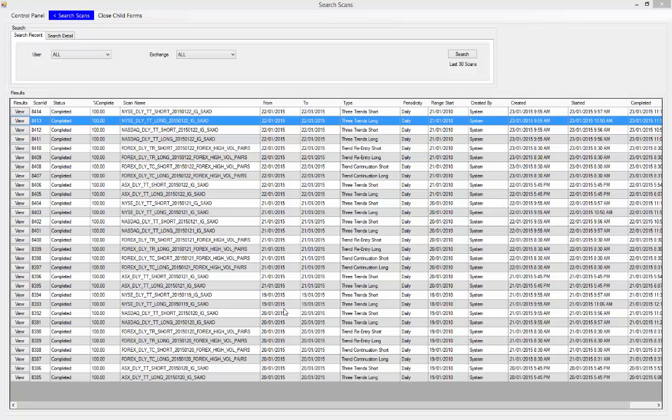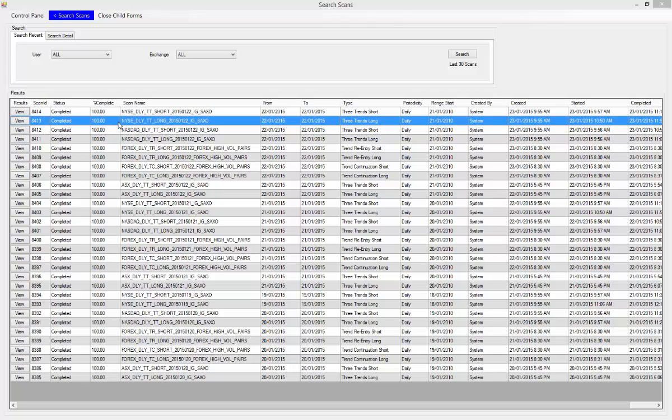In this video, I'm going to be talking about trade setup. In trade setup, it's all about preparing all the information necessary so that you can enter your trade into your trading platform provider. Now, I'm here on search scans, and I've brought the list of scans into view.